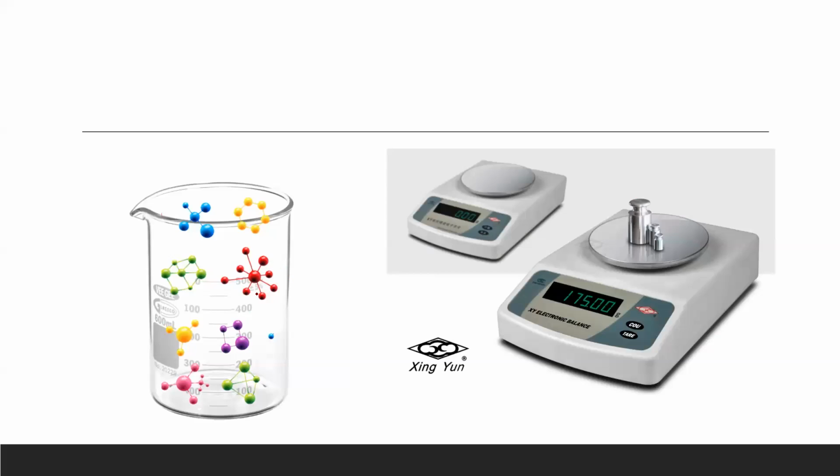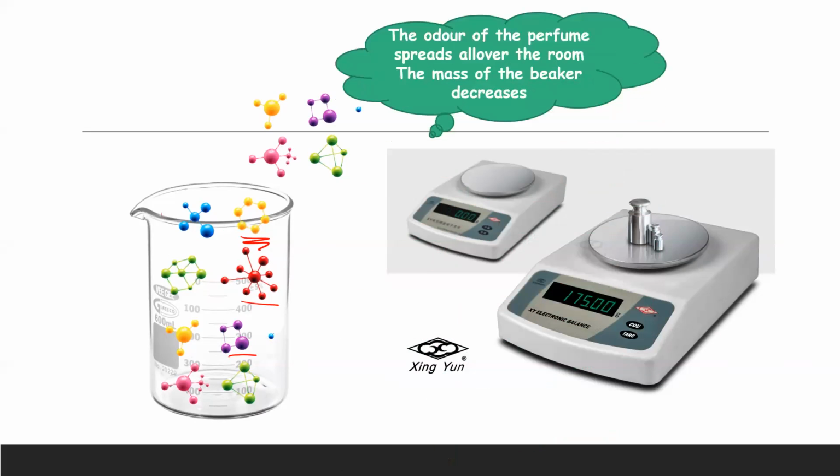Look here, let's imagine there is some perfume in this beaker. Once I leave the perfume inside the beaker, the molecules inside, this is the shape of the molecule, but we can't see them with our eyes. So these are the molecules. Once we leave them inside the beaker, they are moving outside this beaker. That's why we can smell the perfume away from its place. So the odor of the perfume spreads all over the room, and the mass of the beaker decreases. All of this we took last time together.